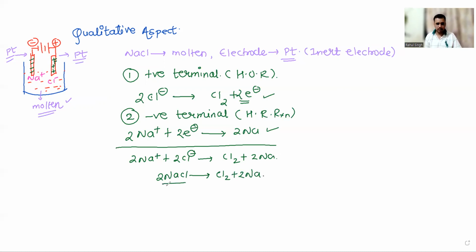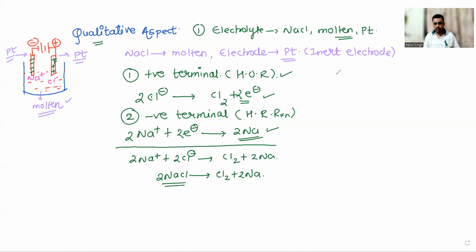So from here we can see the first part, and we will be repeating this in the qualitative aspect, the factors affecting electrolysis. The first factor was the electrolyte. The electrolyte we have used over here is nothing but NaCl, and the medium was a molten medium, and the electrode was made up of platinum. So who got oxidized? Oxidation was done on the chlorine part, and reduction was of the sodium part. So this is only for the molten state.